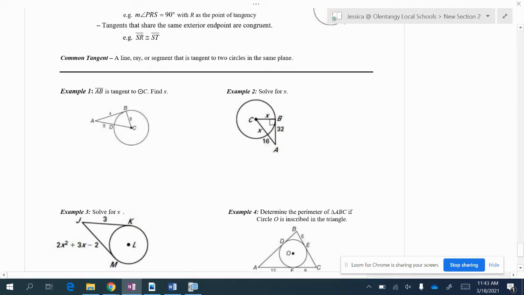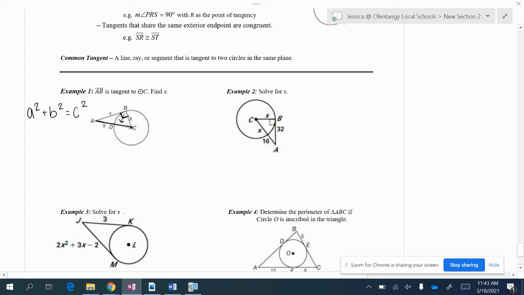Well, again, we just learned a radius is perpendicular to that. Now I have a right triangle, and when I am missing a side length in a right triangle, we use Pythagorean theorem. So a squared plus b squared is equal to c squared. My c needs to be my hypotenuse right here. So AC is considered my hypotenuse, but I am missing part of this.